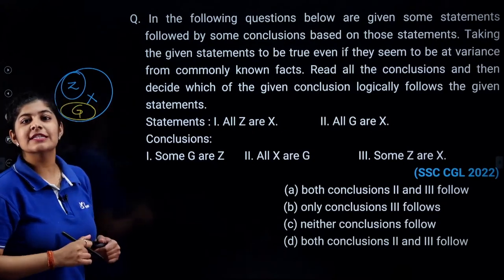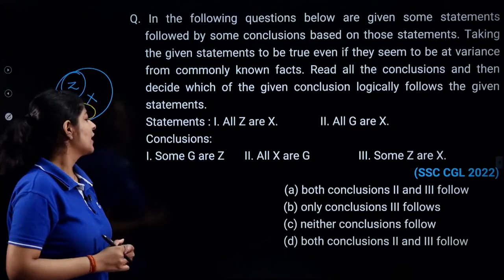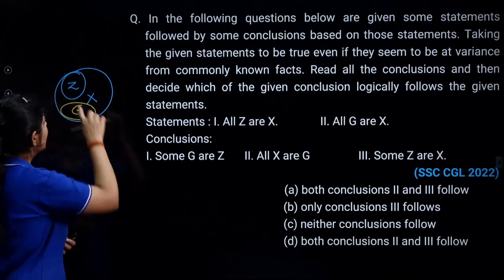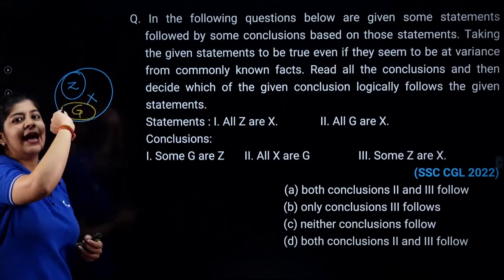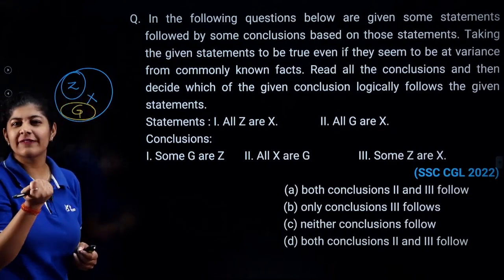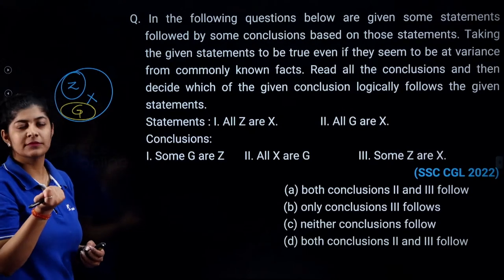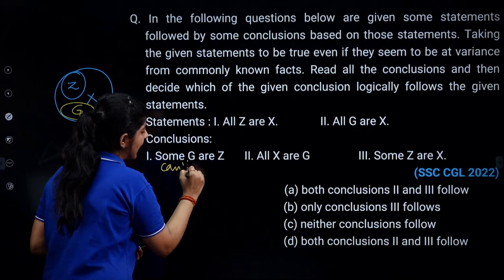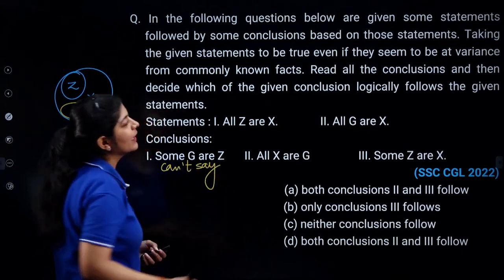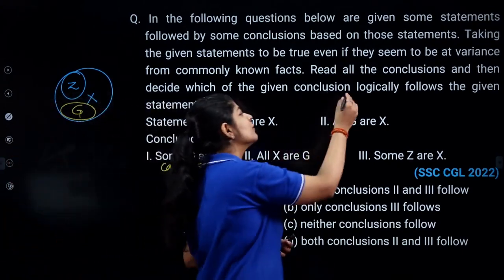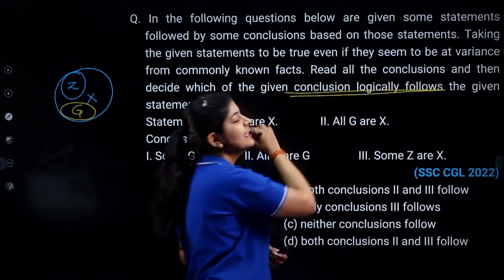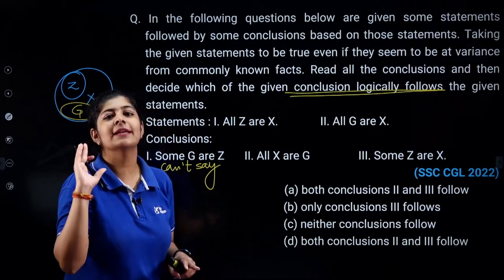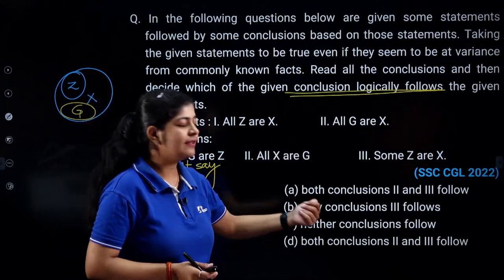So I just need to check the conclusions. The first conclusion is saying that some G are Z. Is there any direct or indirect relation given between G and Z? No. Can we say anything? No. So, can't say. We have to determine only those conclusions which logically follow the statement. So wherever you have the first in your option, just simply eliminate that option. Do we have that? No.